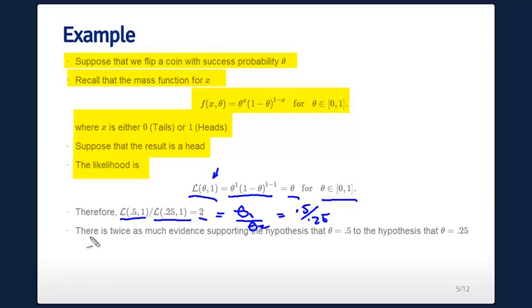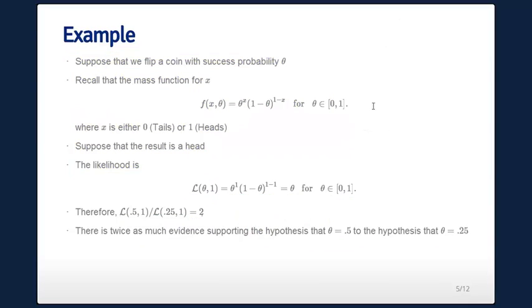And so we would interpret this, if you're buying into the likelihood way of thinking about things, there's twice as much evidence supporting the hypothesis that the coin is fair to the hypothesis that the coin is unfair in the specific way of having a 25% chance as a head. And then you can compare any two possible values of theta, and the likelihood will spit back the relative evidence supporting either of those.